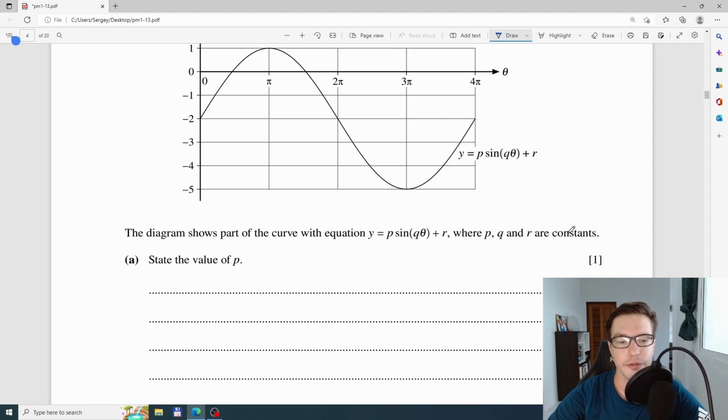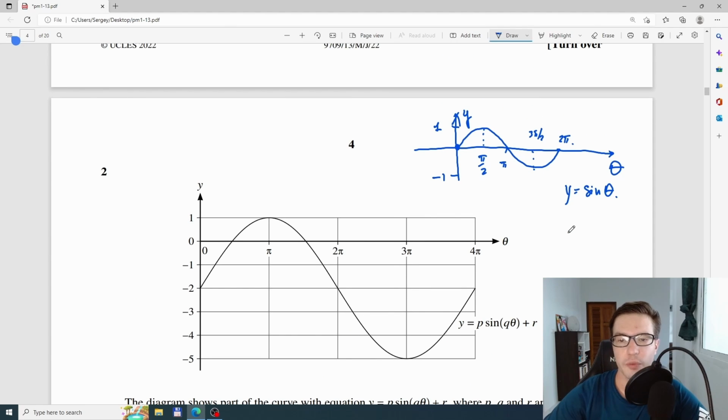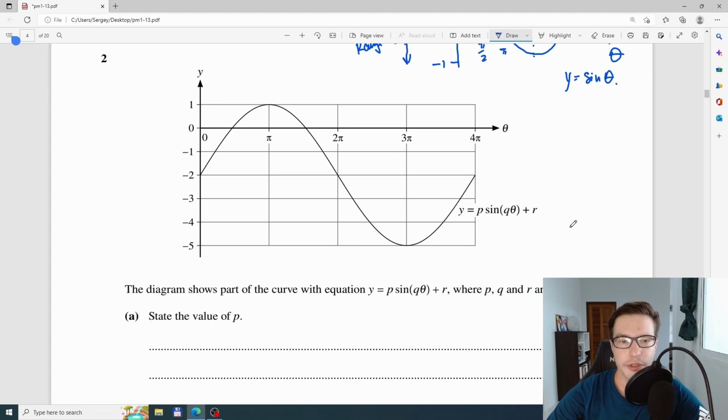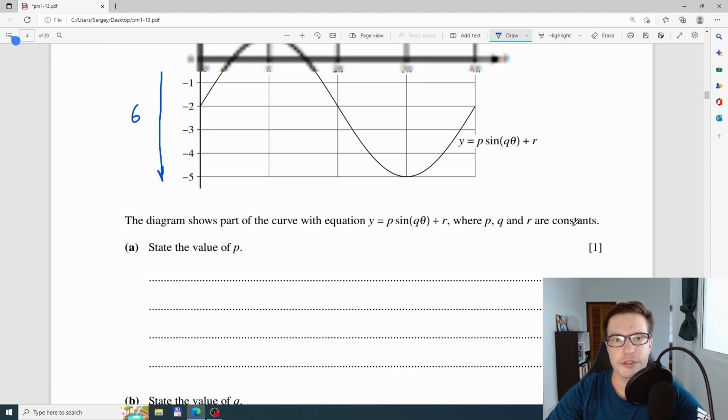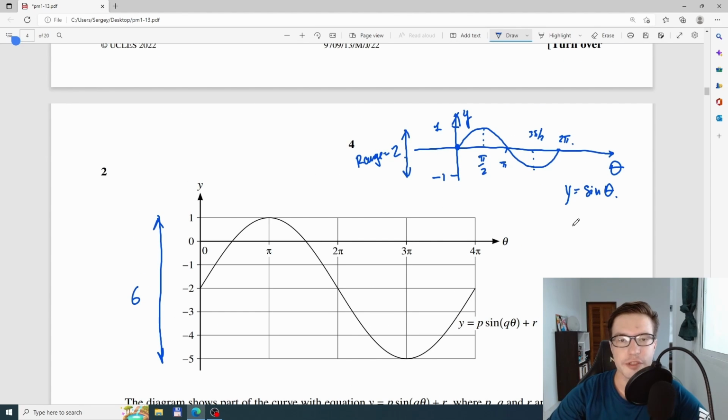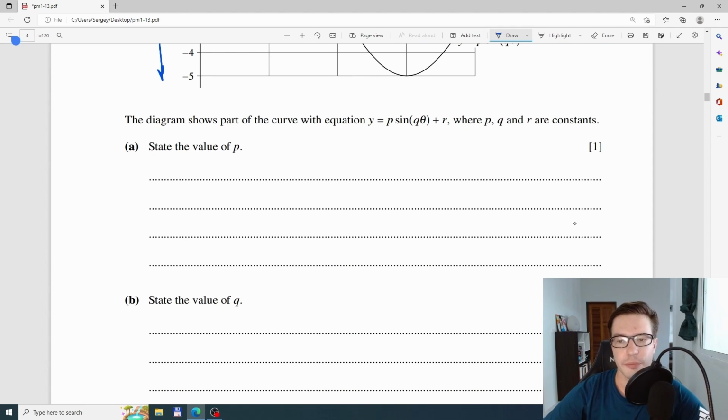Okay, so let's start with the value of p. We know that normally sine goes from -1 to 1, so that means that the range of this function is 2. Now, what's the range of that function? It is from -5 to 1, so the range is 6. So it means the function got stretched 3 times on the y axis. So that gives us the value of p as 3.